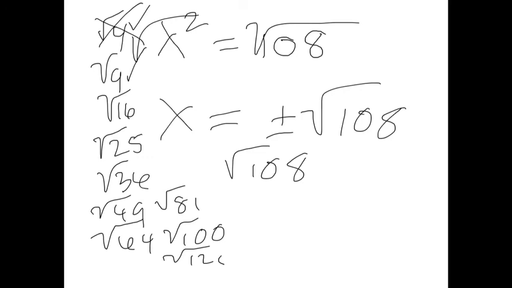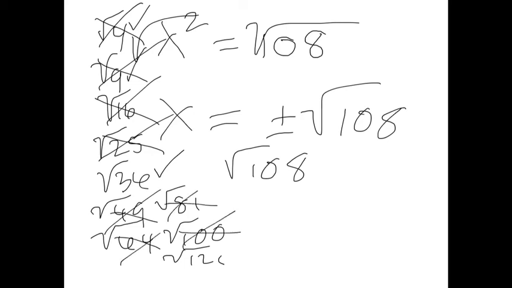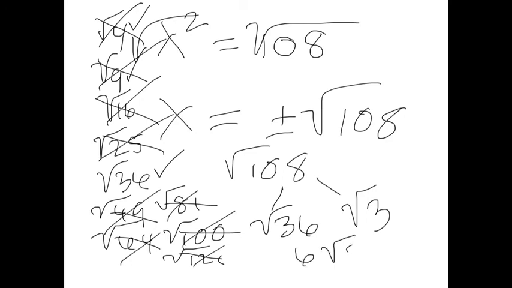Then I go 108 divided by 16, nope. 108 divided by 25, nope. 108 divided by 36, yep. So I don't want to use 9 because 36 is bigger. 49, nope. 64, nope. 81, nope. 100, nope. And obviously 121 because it's larger, nope. So I now know that I'm going to use the square root of 36, and 108 divided by 36 gives me 3. So then I take the square root of 36 because that's a perfect square and gives me a whole number. And then the square root of 3 comes along for the ride. So my final answer would be plus or minus 6 rad 3.